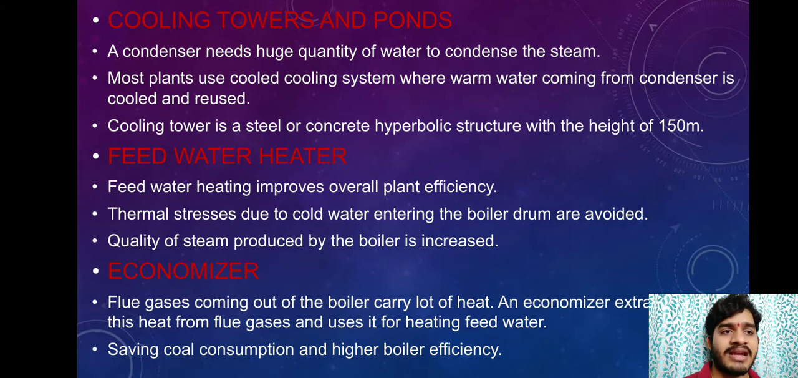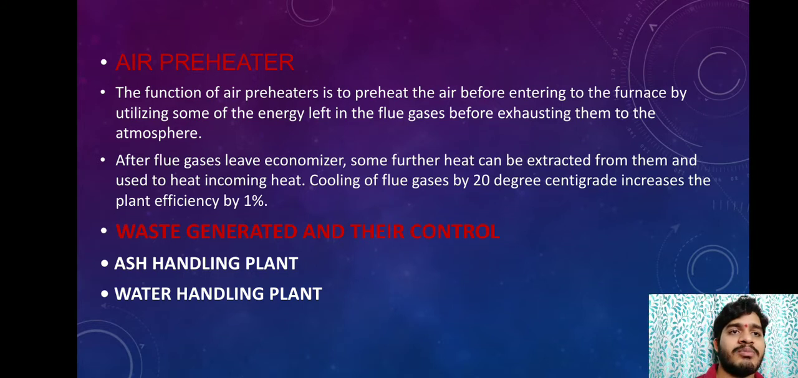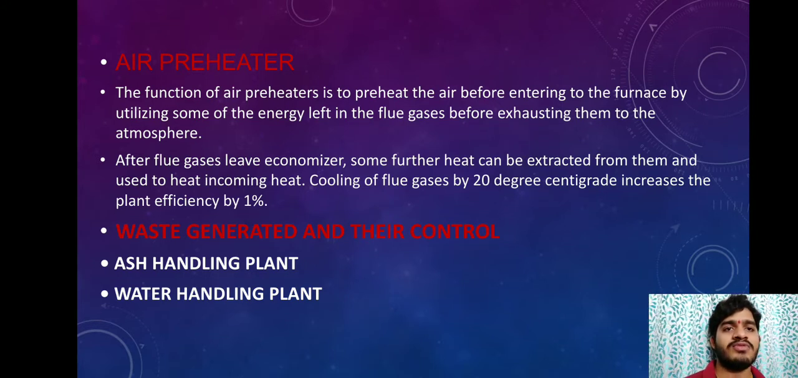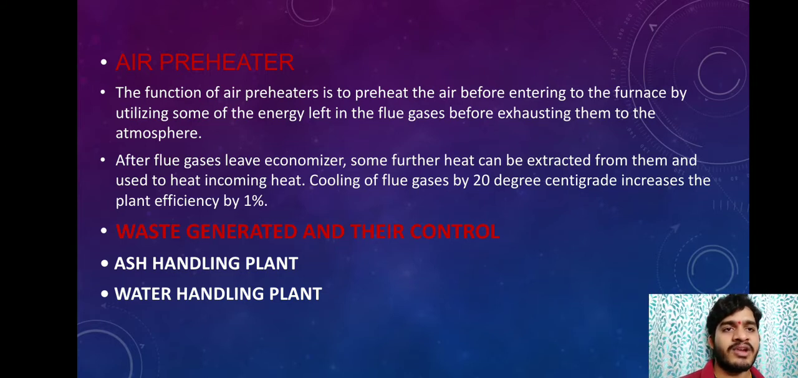An economizer extracts this heat from flue gases and uses it for heating feed water, saving coal consumption and improving boiler efficiency. Air preheater. The function of the air preheater is to preheat the air before it enters the furnace by utilizing some of the energy left in the flue gases before exhausting them to the atmosphere. After flue gases leave the economizer, some further heat can be extracted from them and used to heat the incoming air. Cooling of flue gases by 20 degrees centigrade increases the plant efficiency by 1%.